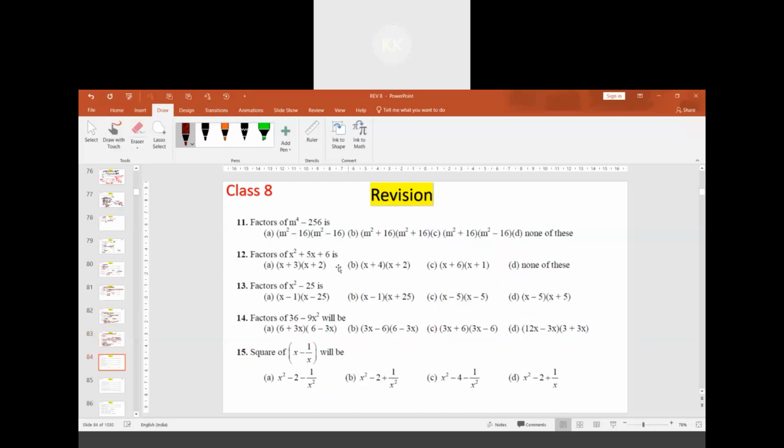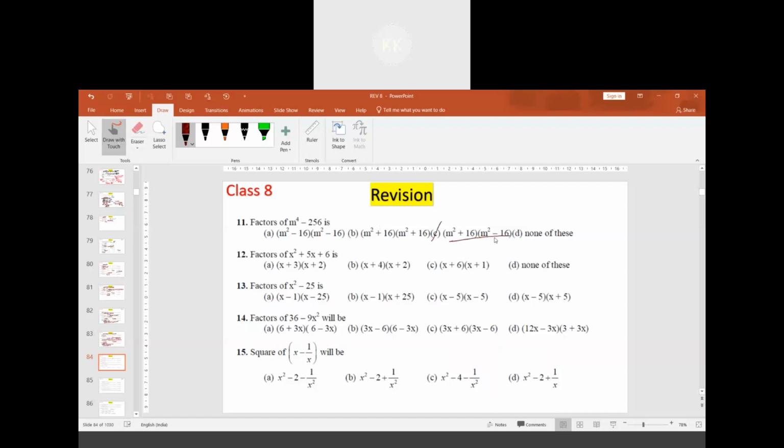Question number 11. 256 is the square of 16, so m to the power 8 minus 256 is m to the 4 whole square minus 16 square. And 16 is the square of 4. One of the terms has to be positive, one should be negative. That is there in option C.